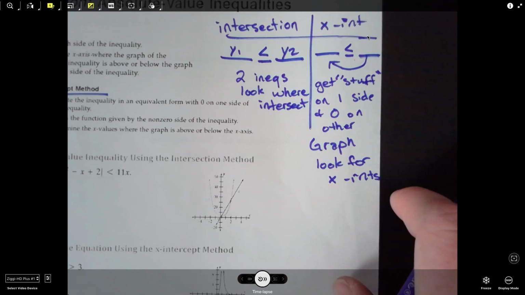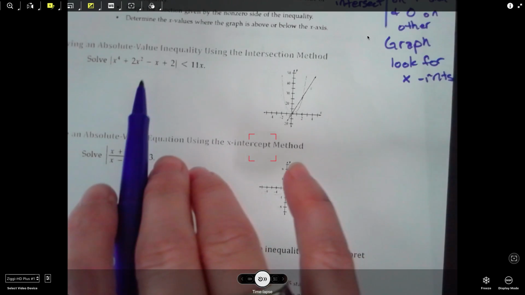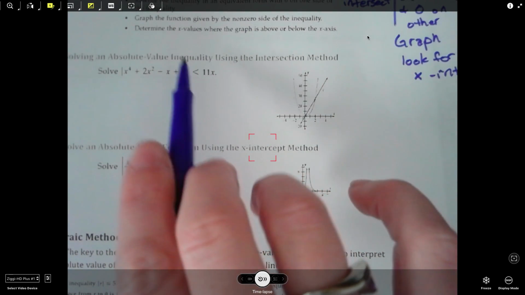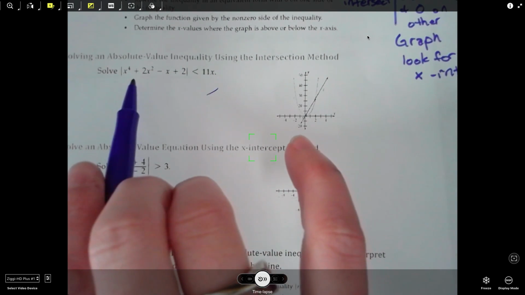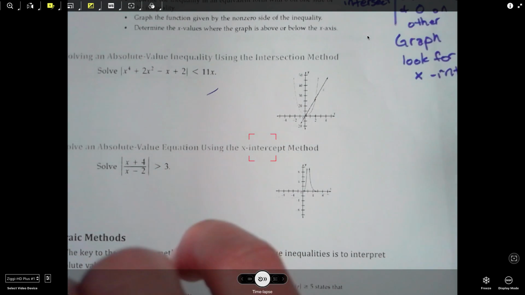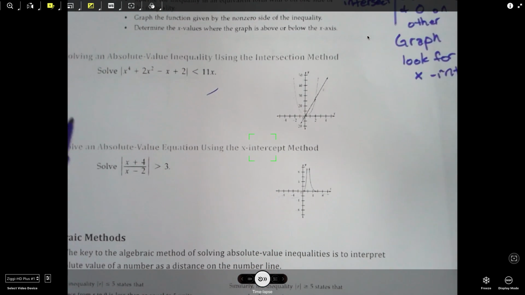Okay. A lot of times if you have an absolute value on one side, like this first example, you cannot move this 11x to the other side because you can't shove him inside of the absolute value. So in this one, you only have one option. You can only use the intersection method. Does that make sense? Okay, so we're going to do this one here.